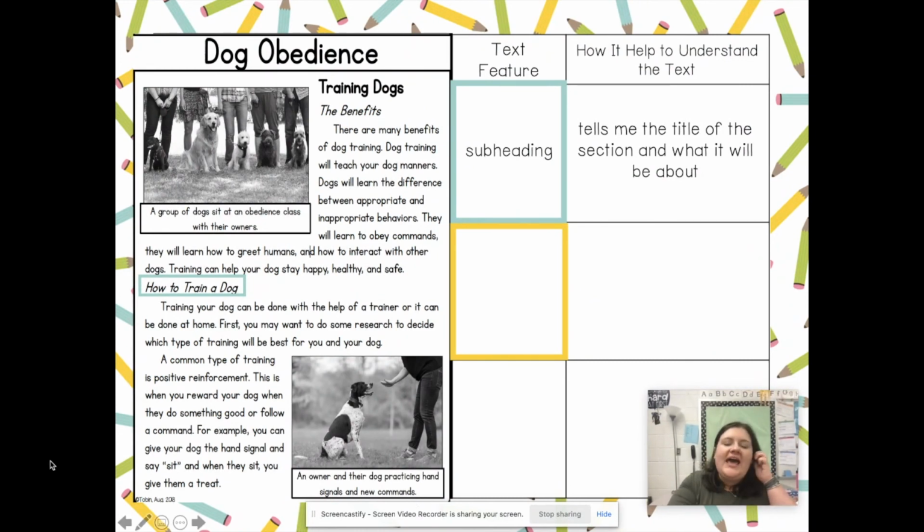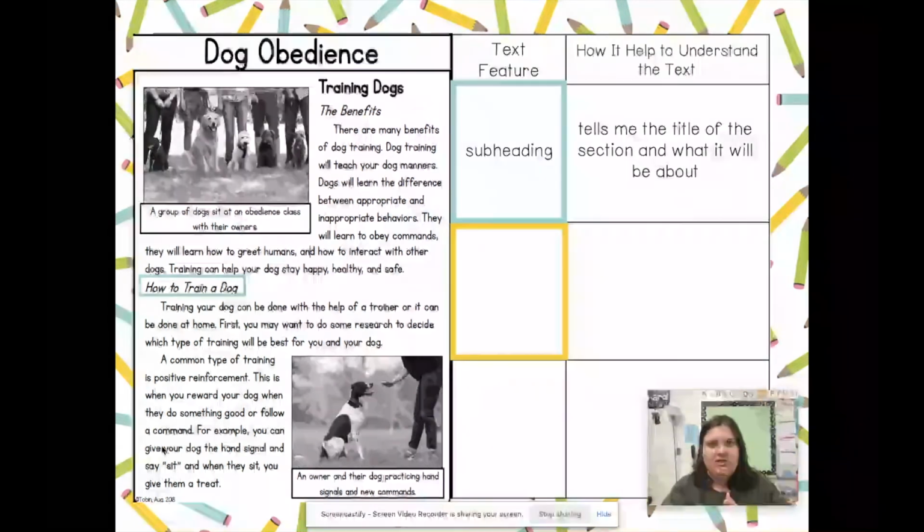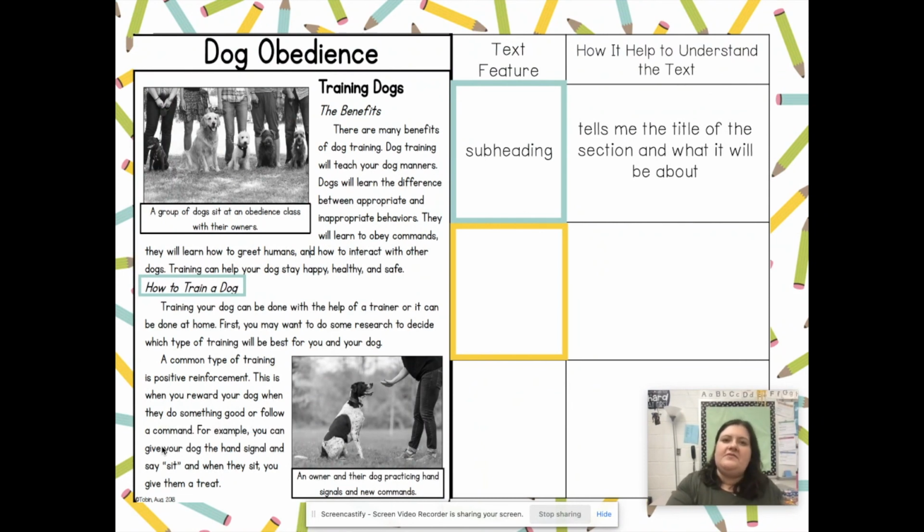For the subheading that I identified right here is how to train a dog. What this tells me is that these two paragraphs right here are going to be describing how a person might train their dog. For example, one of the things that I picked up is that you reward your dog. When your dog does something good, you give them a reward. I learned that because you're training your dog, and I was able to use the subheading to identify the main topic of these two paragraphs.